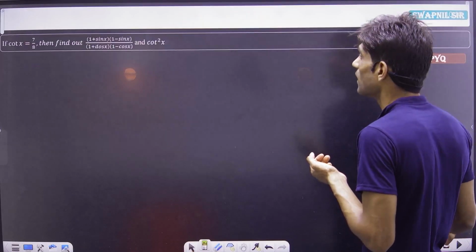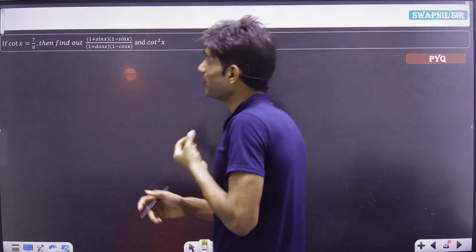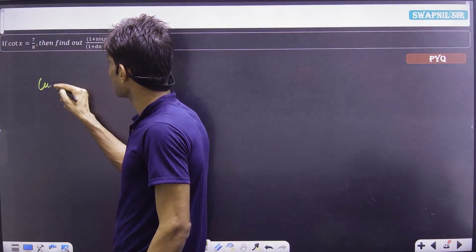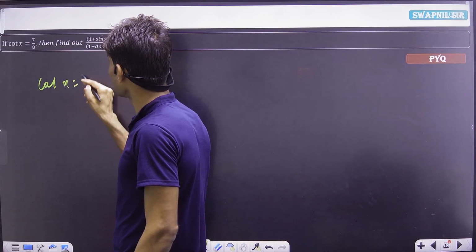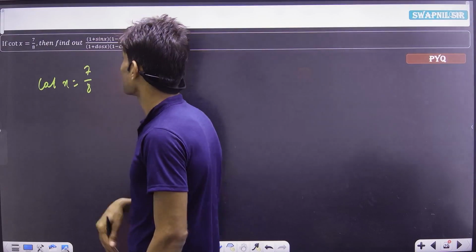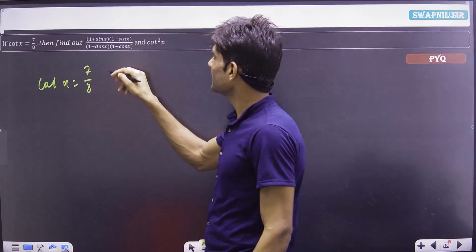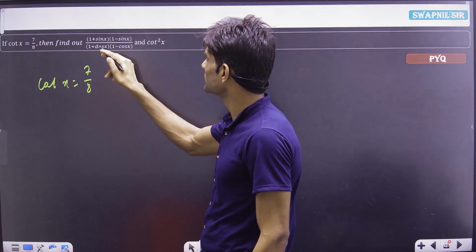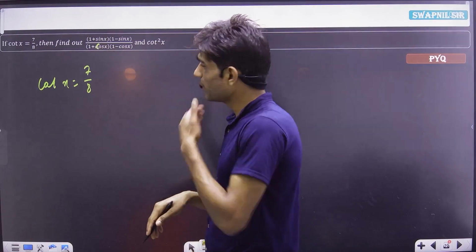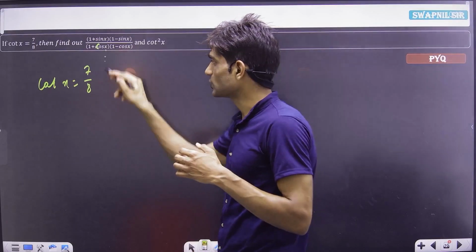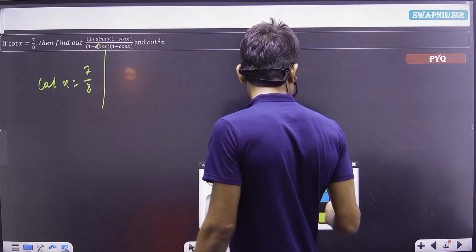In our next example, we have been given cot x equal to 7/8, and we have to find the value of (1 plus sin x)(1 minus sin x) upon (1 plus cos x)(1 minus cos x) using this value. Let's find out the value.